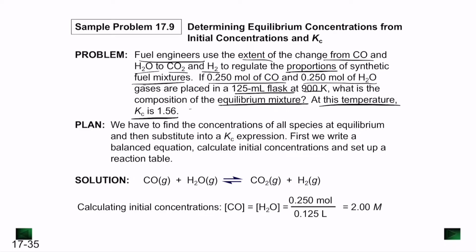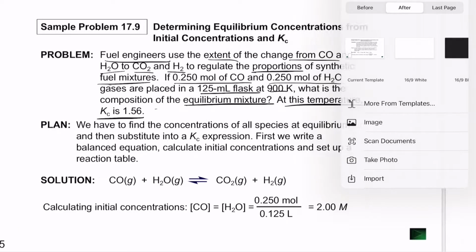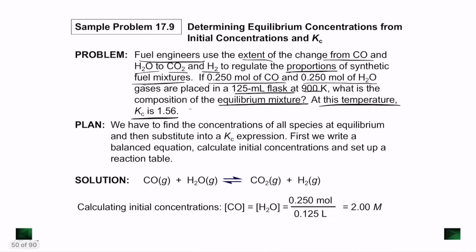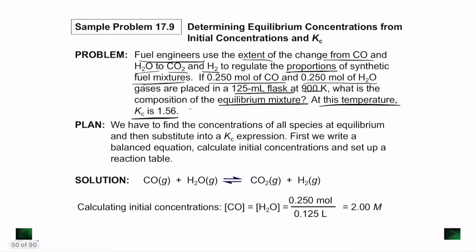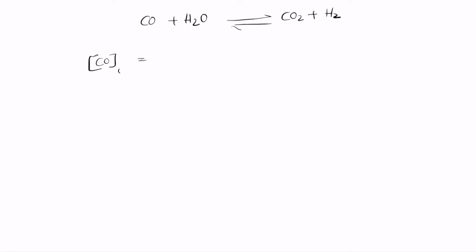So notice that they have given us the initial values. So we need to calculate. Notice the equation here is CO and H2O combining to form CO2 plus H2. So the equation is already balanced, so we don't need to balance it again. So you have CO concentration, H2O concentration given. So notice that these are the initial concentrations.